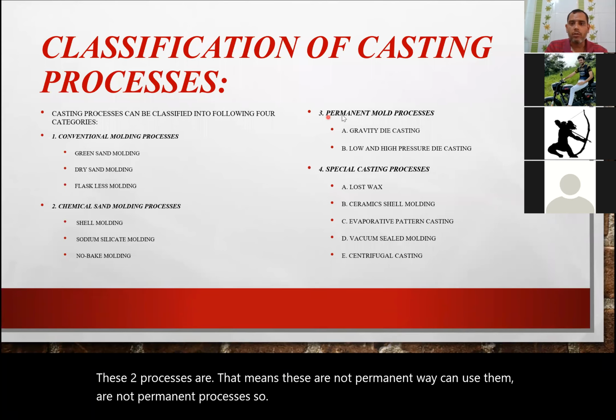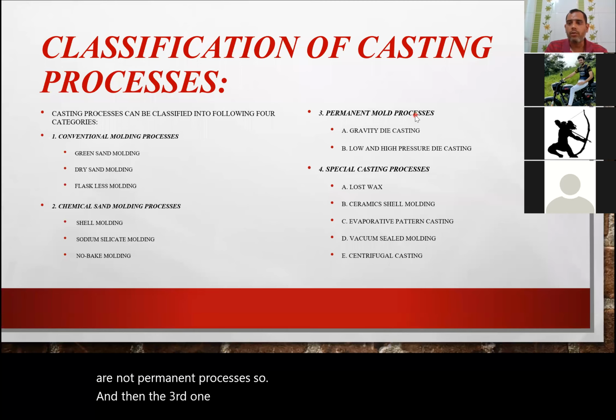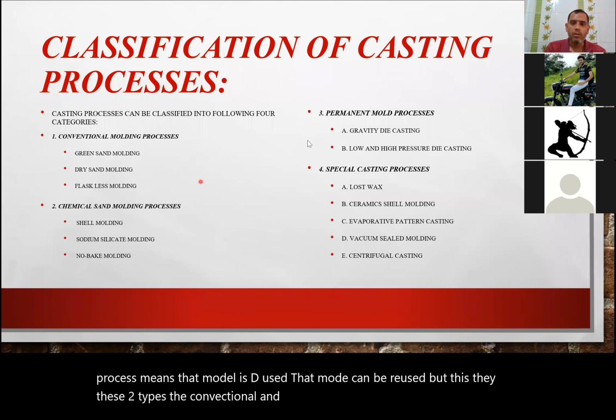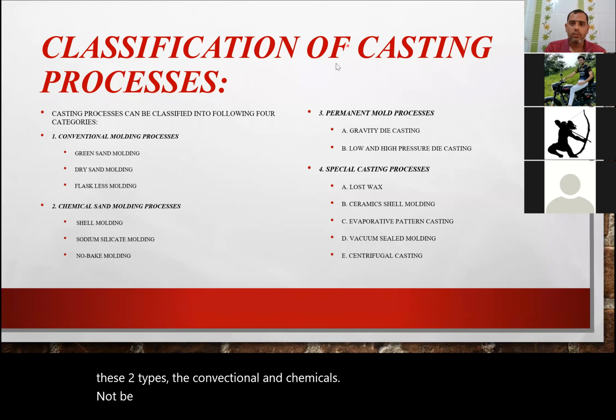And then the third one is the permanent mold process. The permanent mold process means that the mold is reused. That mold can be reused. But these two types, the conventional and the chemical molding process, cannot be reused. So why disturbing Saurabh Kumar Mishra?